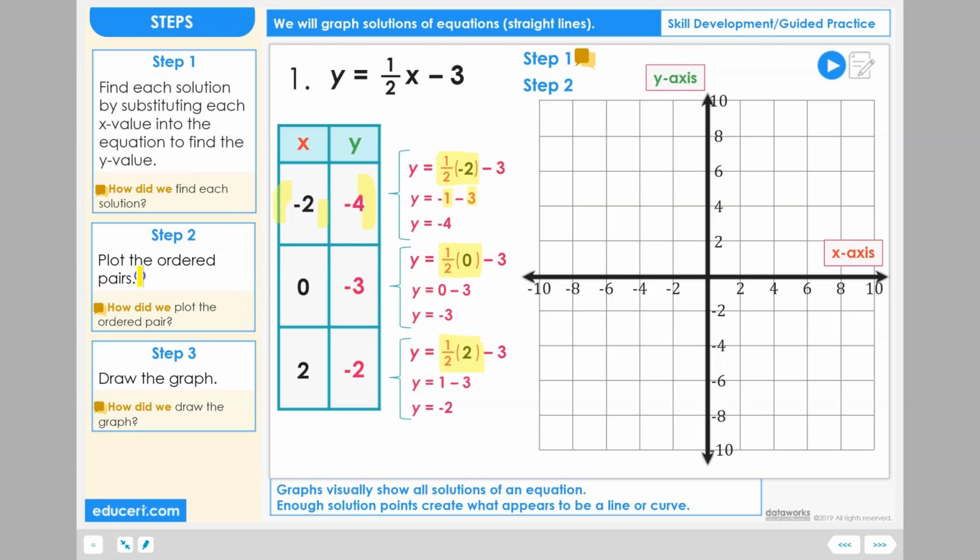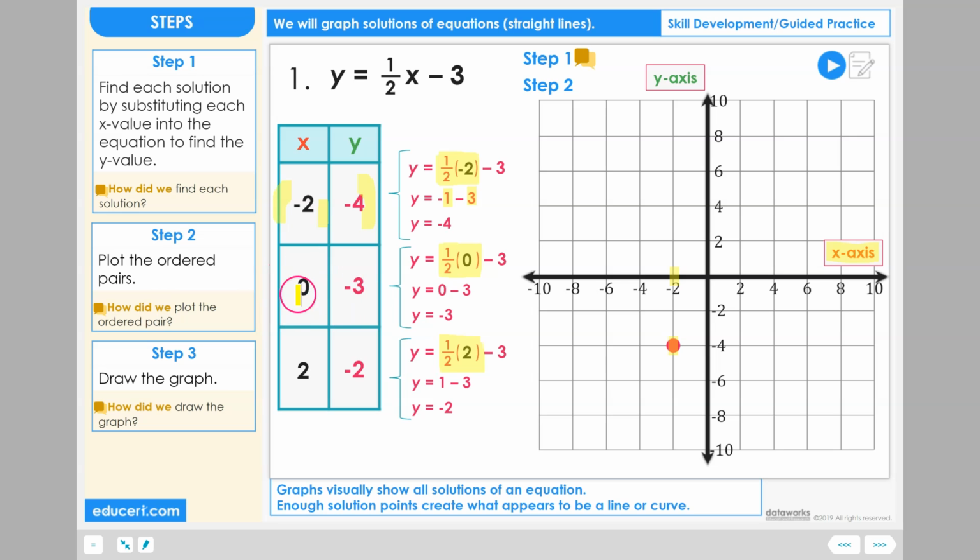Step 2. Plot the ordered pair solutions. So we're going to start to graph these different locations, starting with (-2, -4). So to graph, we start along the x-axis for -2, which is right here, and then we go in the direction of -4, which brings us to right here. That's our first solution location.